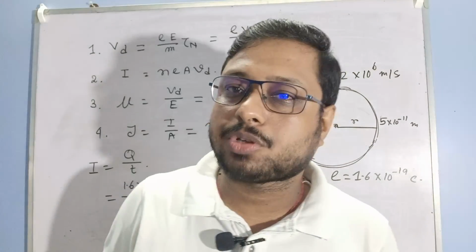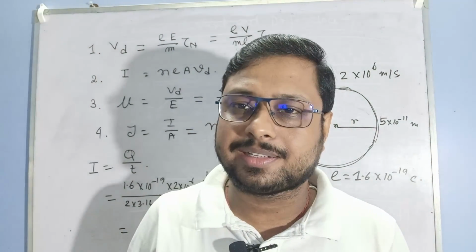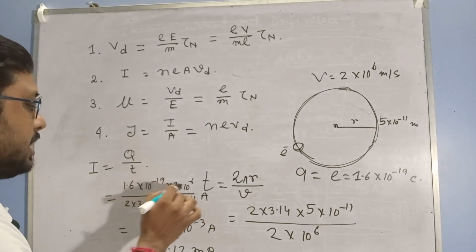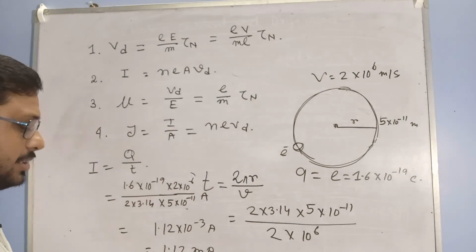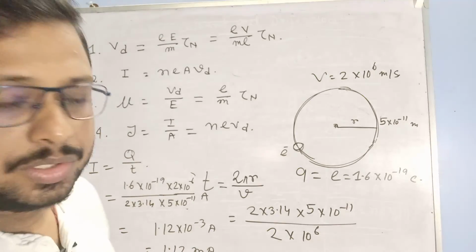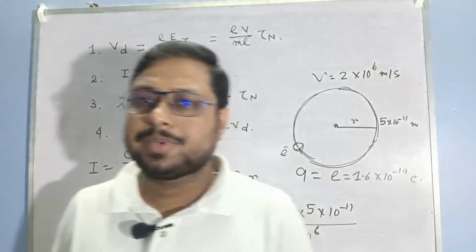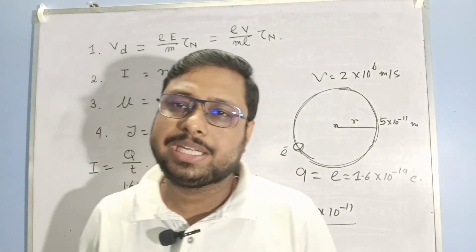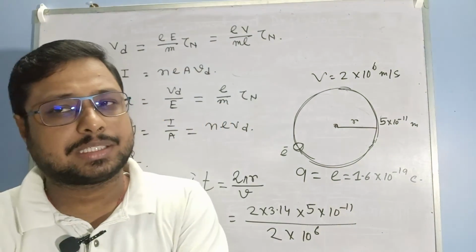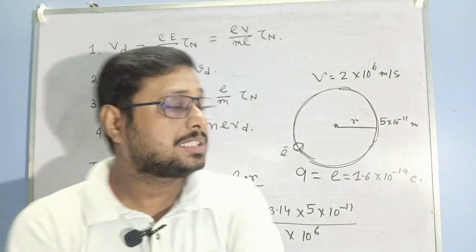So we can solve it: if an electron is revolving in an orbit of radius r with a velocity 2 into 10 to the power 6 meter per second, the current produced is 1.12 milliampere. In this way we can solve many numericals in the easiest way by using these equations. Next day, we can go with another topic, resistance, or some numericals on this problem.